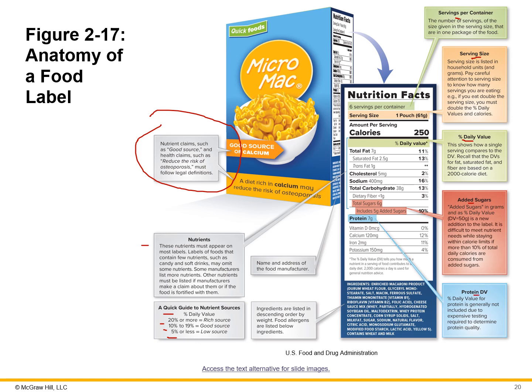Now the percent daily value is typically not given for protein. It'll just list something like 7 grams of protein, and this is because it's expensive to test to determine protein quality. So it's typically just listed as the amount, not the percent.